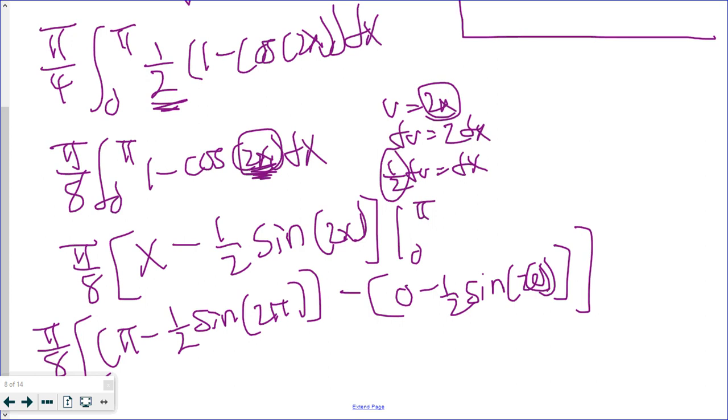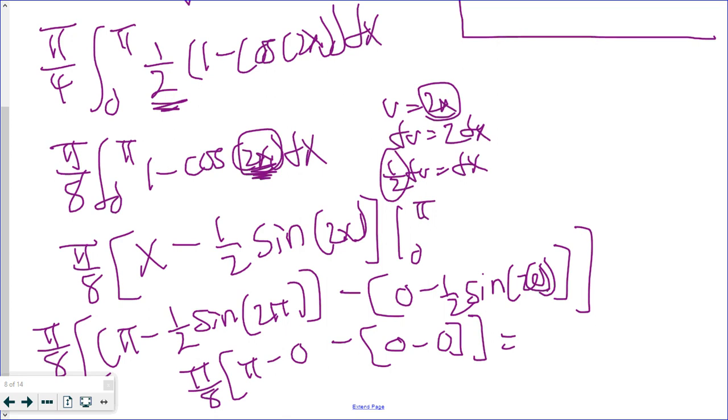Okay, well, let's see what I get here. That's pi over 8 times pi minus the sine of 2 pi is 0. So that's going to be pi minus 0 minus 0 minus, and then the 1 half of sine of 0 is 0. So all this ends up equaling pi squared over 8 units cubed.